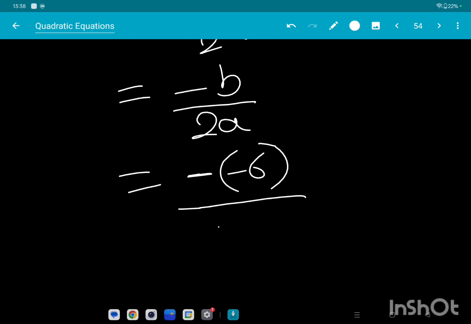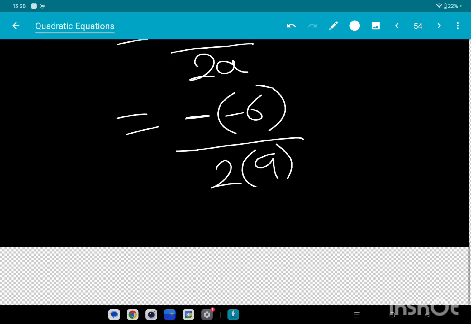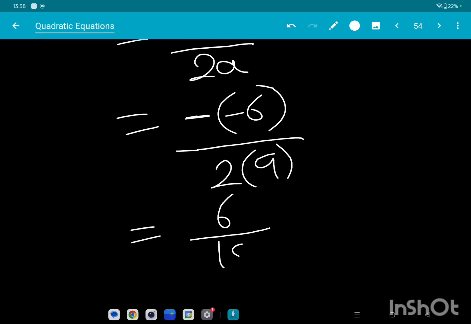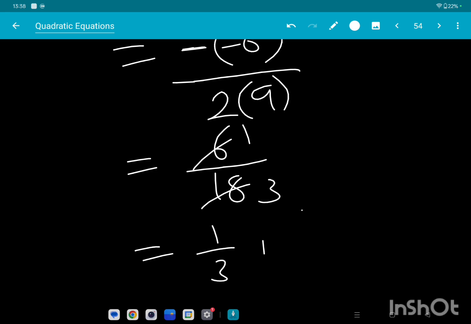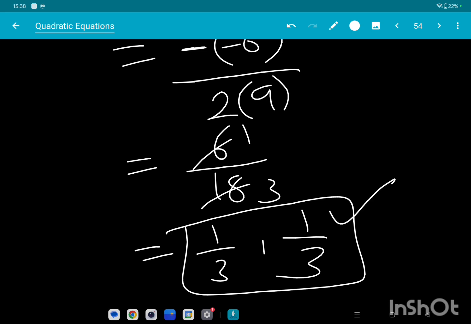I will write it as −(−6) / (2 × 9), which is +6 by 18. 6 1s are 6, 6 3s are 18. So 1/3, 1/3. So they have two equal roots, right? So only one root, which means we can write it two times because it has two equal roots. Now we will move on to the next question.